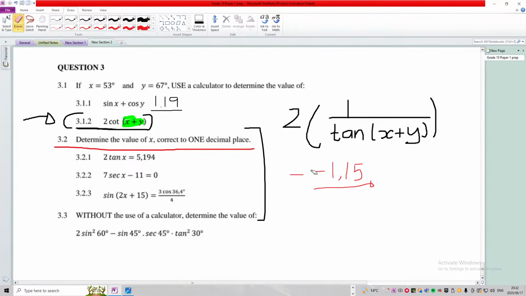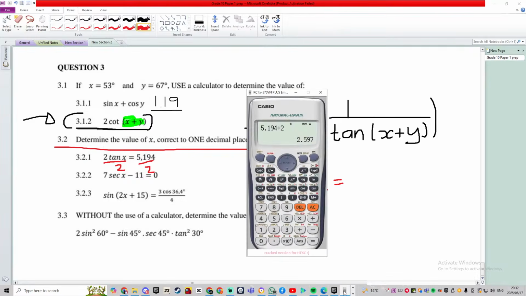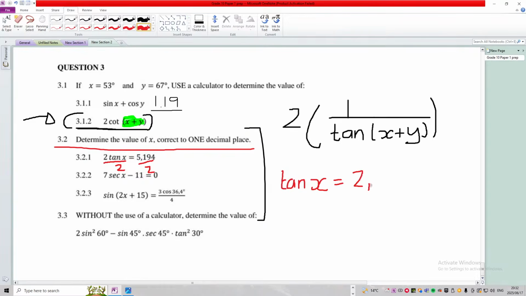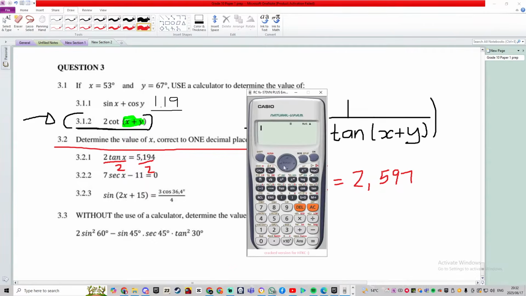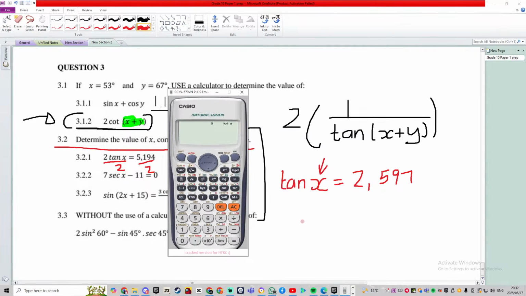For the sake of learning purposes, let me not skip steps. So then I have tan of x. I divided both sides by 2. 2,597. When I solve for x, x is the angle. And you say this answer, you put in there shift, tan, don't put just tan.